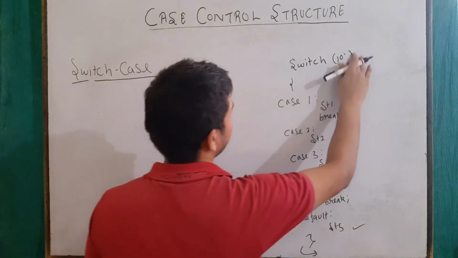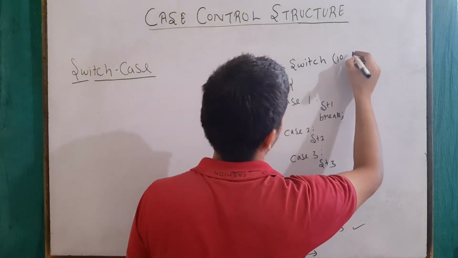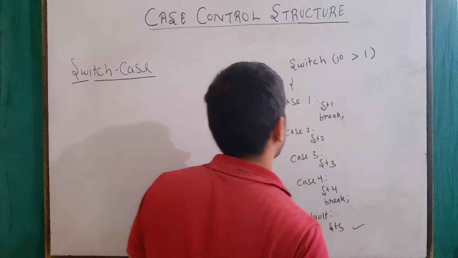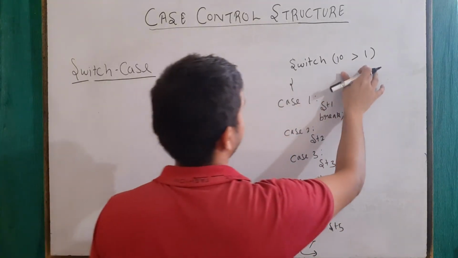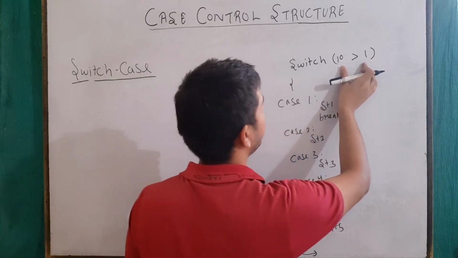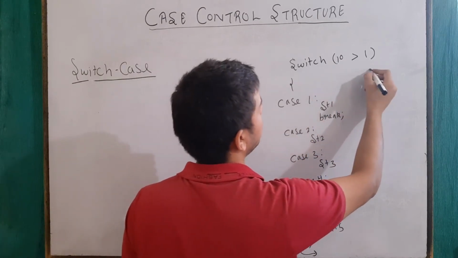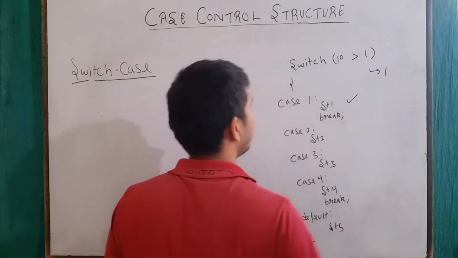Another thing, let's say I am writing here 10 greater than 1. Now which statement will execute? 10 greater than 1 is a conditional operator and internally it will return 1 because the condition is true. So this statement will execute.